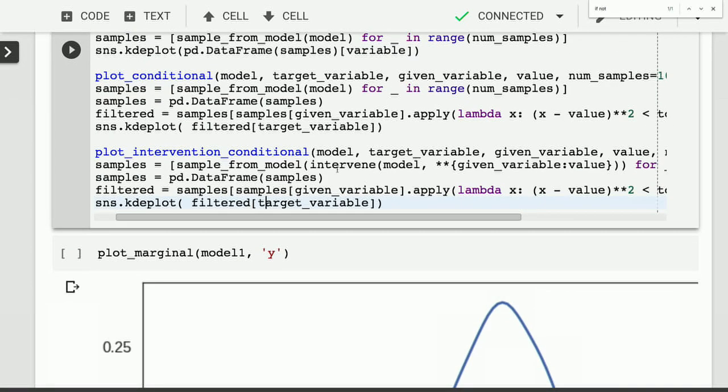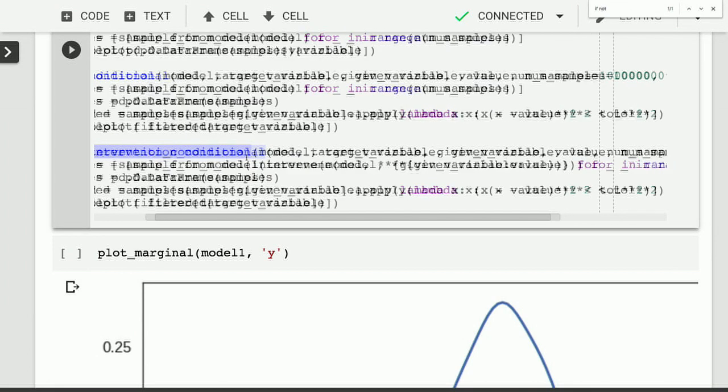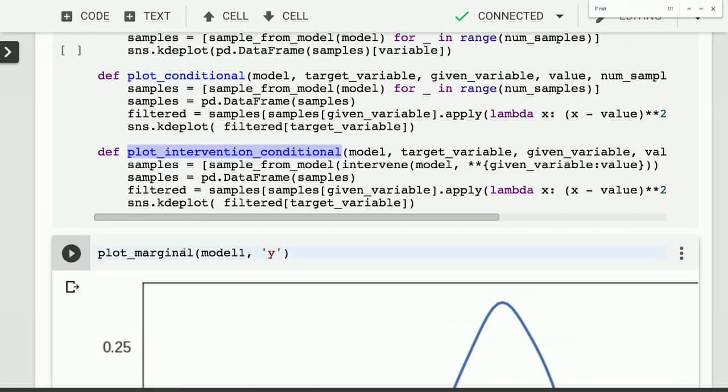And here I'm doing the same, but with interventions. So this plots the conditional distribution. This simulates the intervention and plots the intervention, the p of y given do x kind of thing. Okay, so I can do these things.